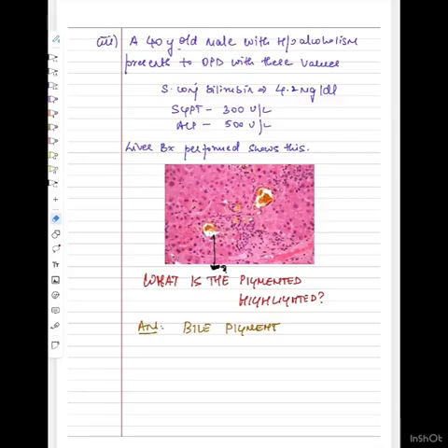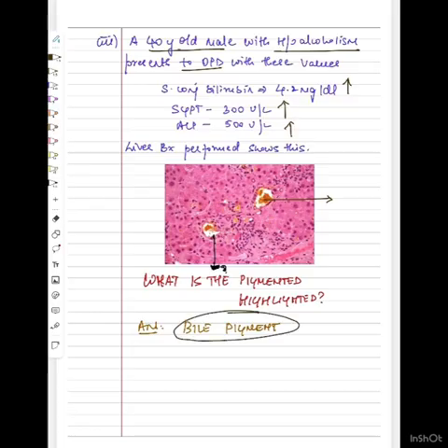We now move on to case number 3. So in case number 3, a 40-year-old male with a history of alcoholism presents to the OPD with these values. As you can see here, the serum conjugated bilirubin is elevated, 4.2 milligram per deciliter. SGPT is also elevated, 300 units per liter, and the ALP or the alkaline phosphatase is also elevated, which is 500 units per liter. A liver biopsy is performed and it shows this sort of a yellowish pigment in the liver. What is this pigment which is highlighted?